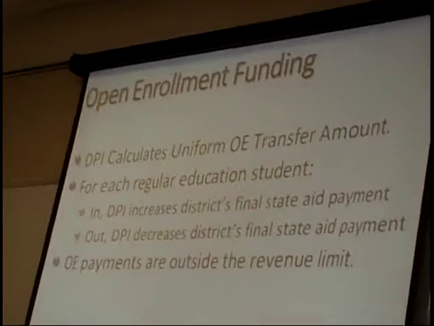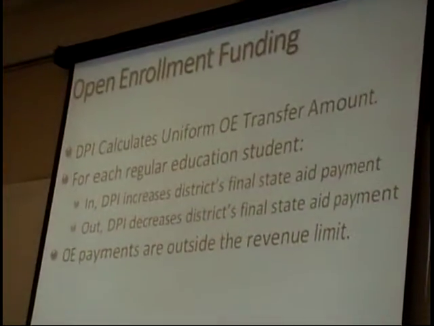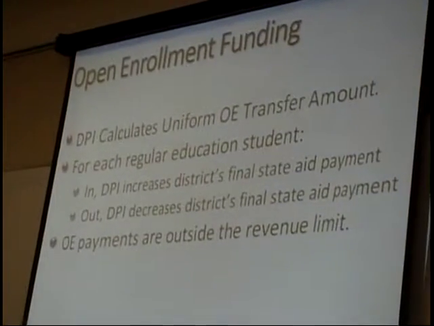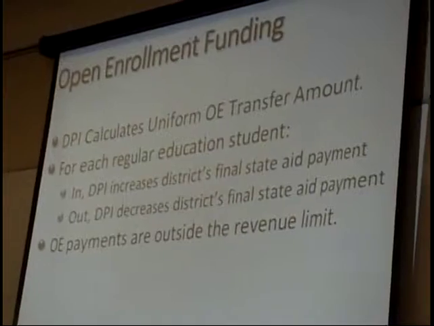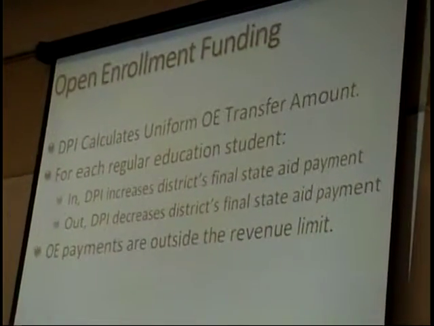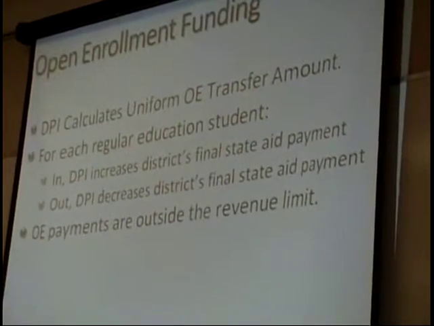And then for each regular education student who transfers into or out of your district, we adjust your final state aid payment. For a transfer in, we increase your final state aid payment by that per student amount. For a transfer out, we decrease your final state aid payment by that per pupil amount.